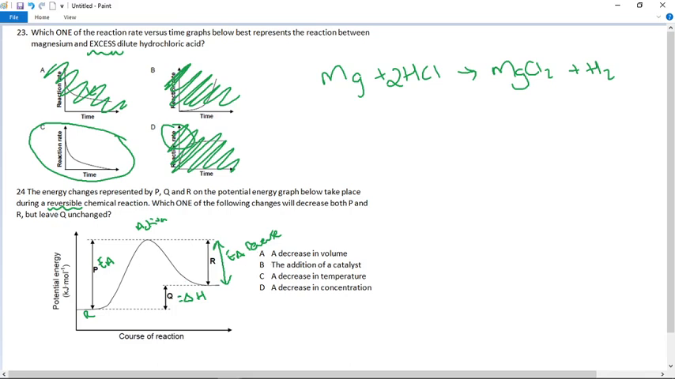So this one, how would I change both of these? I would form an activated complex with a lower energy. How do we do that? We add a catalyst, B.